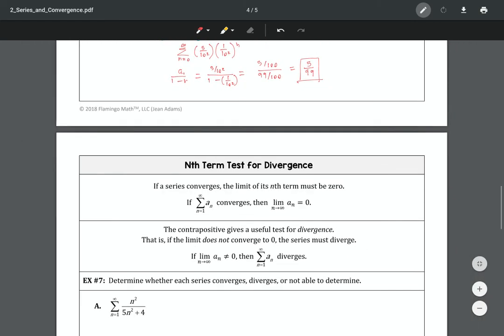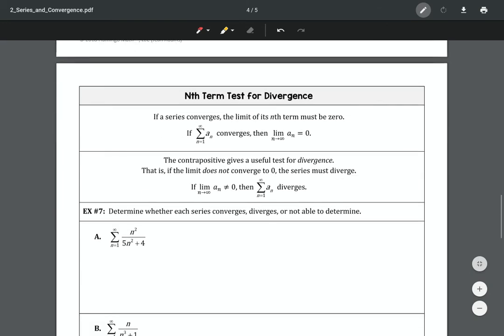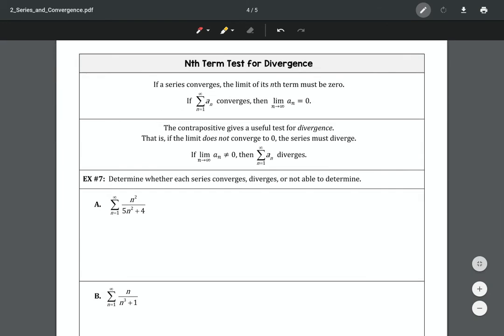All right. So now we're going to talk about the nth term test for divergence. This gets kind of confusing, and I did have to look at a couple of videos, and I will attach them on Google Classroom so you can see what I'm talking about. But essentially, this part is not that useful, but what is useful is this one.